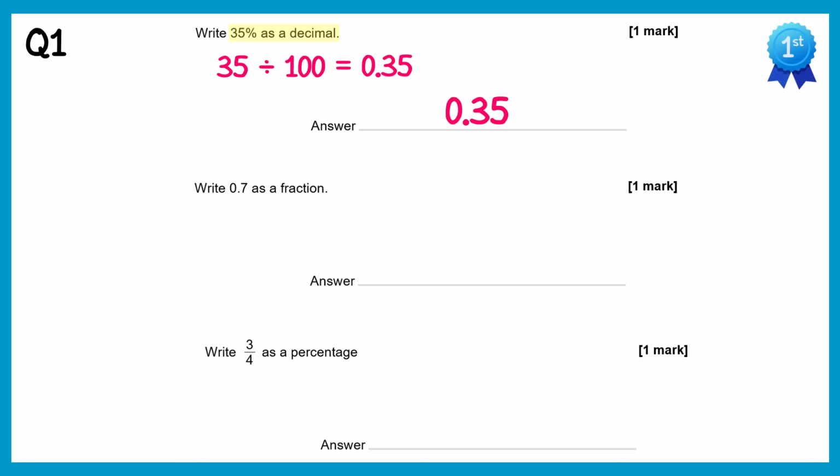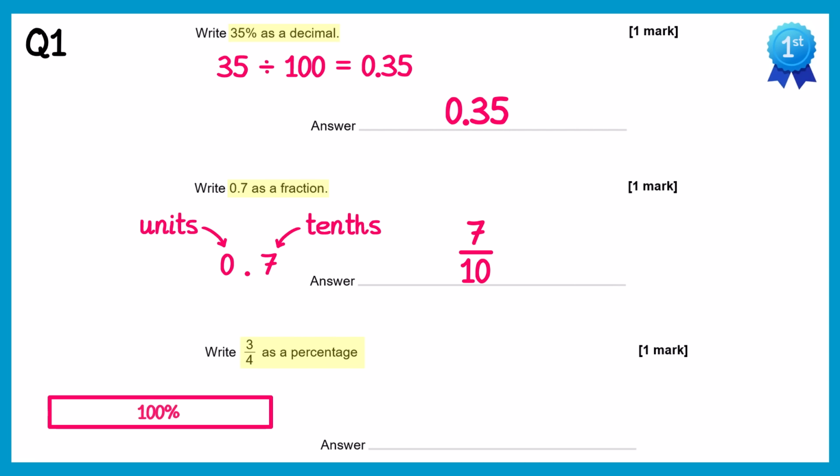In the second part, we need to write 0.7 as a fraction. If we take the number 0.7, the 0 here is in the units column, and the 7 is in the tenths column. So this number has 7 tenths, which is precisely what we write as the answer. 7 tenths.